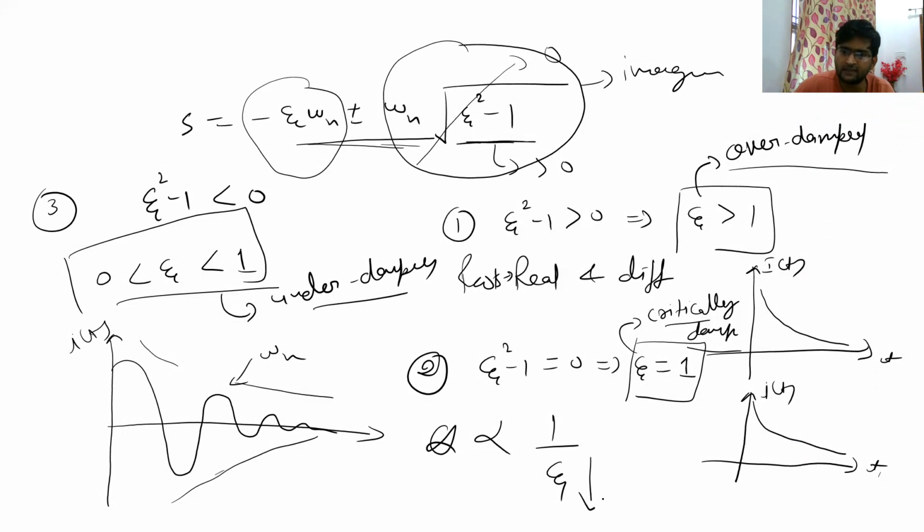As I already told you, Q was inversely proportional to zeta. So if zeta is very small, you are going to have more oscillations, and if you have more oscillations, you are going to have a better Q value. So remember, to get a good quality factor, which means good energy storage in your circuit, you need to have a very low zeta value.